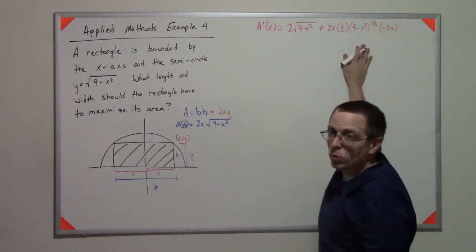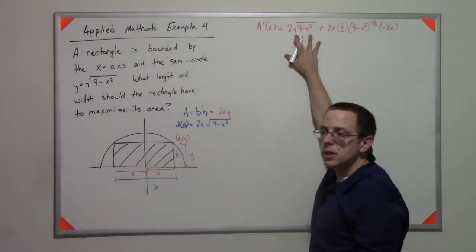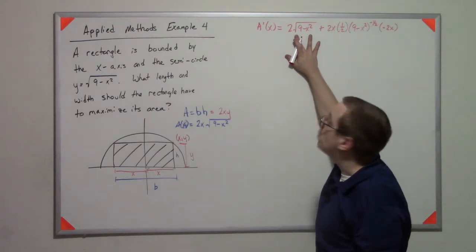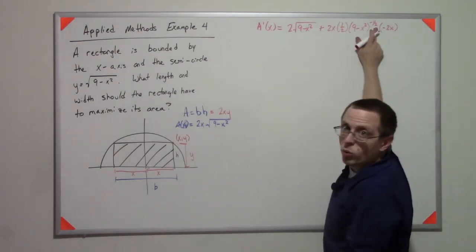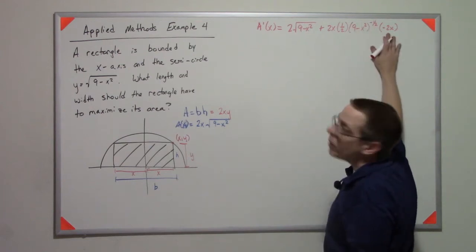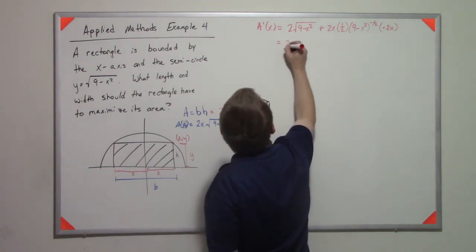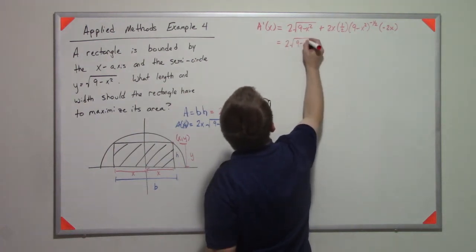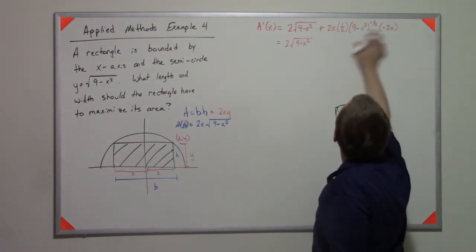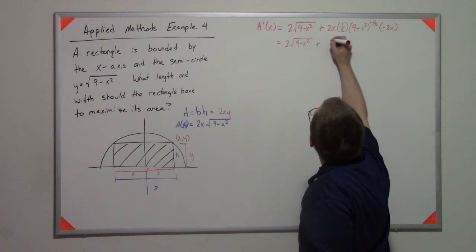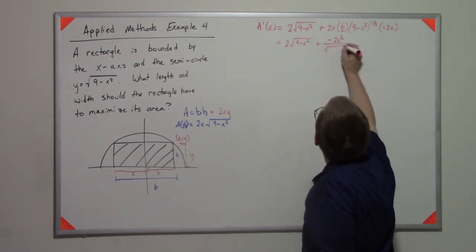So we have to use the chain rule here, right? Because the square root is like a 1/2 power. So we use the power rule, we bring down the power, we subtract 1 from the power, but by the chain rule we have to multiply by the derivative of the inside. So now we have 2 times (9 minus x squared). Now those 2's will cancel, so I'll end up with plus negative 2x squared over the square root of 9 minus x squared.